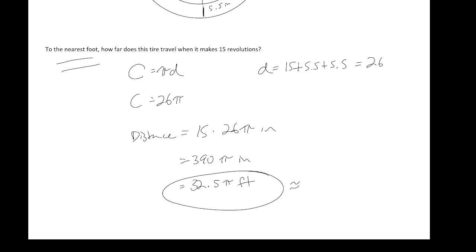Because you're going to go into the tire shop and talk to them about, oh yeah, it's 32.5 pi feet, and they're going to look at you like you have two heads. In this case, you can multiply this out by the pi approximation. Your calculator, by the way, has a pi button. We've discussed this before. I would utilize that in order to get roughly 102 feet. Okay. Which answer do I want? Both.